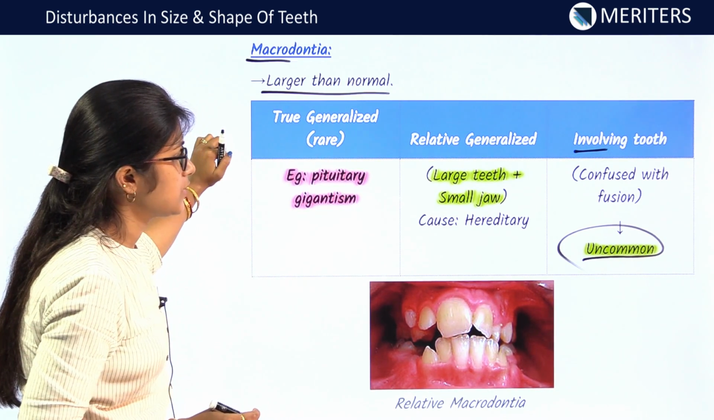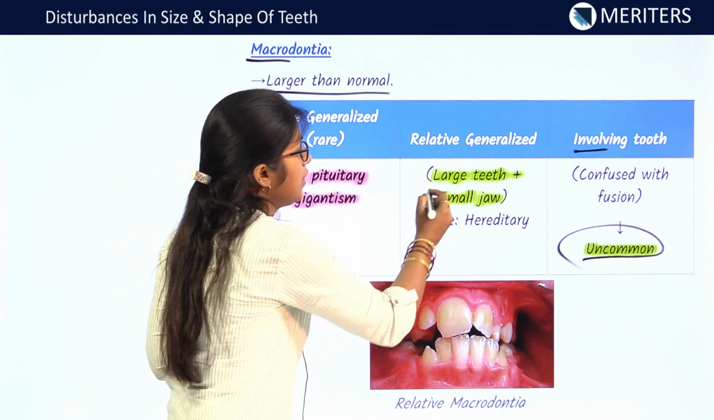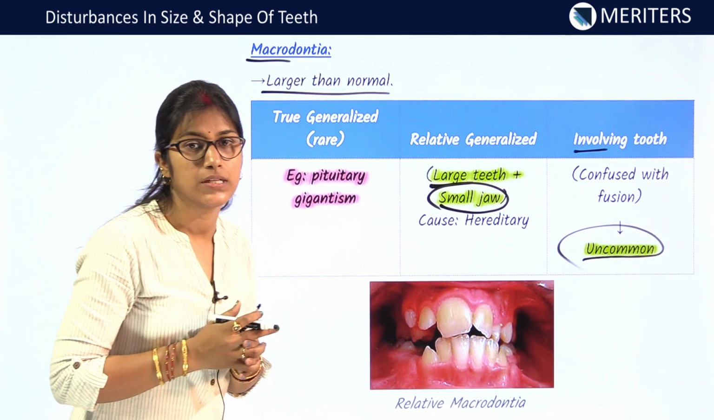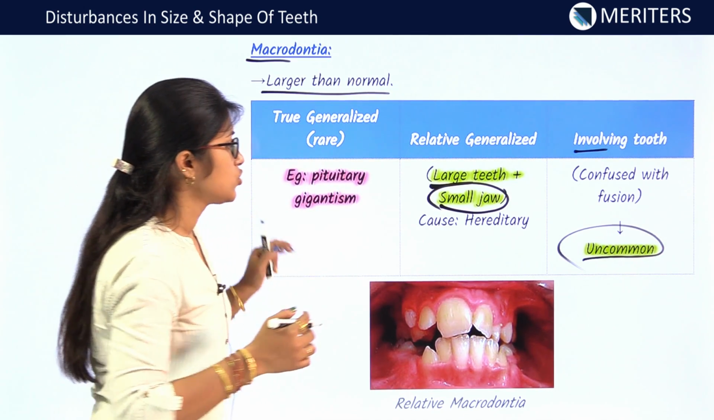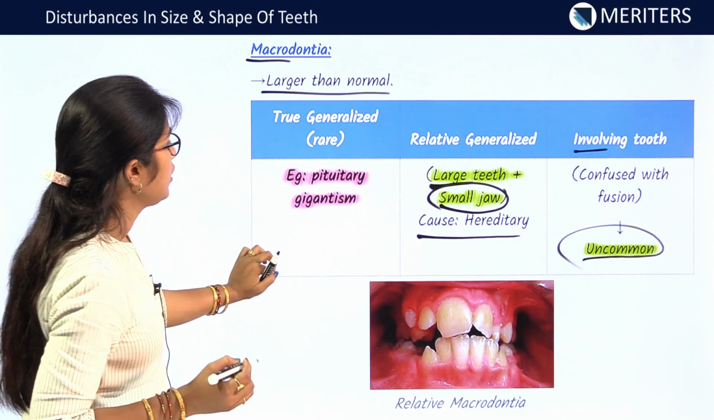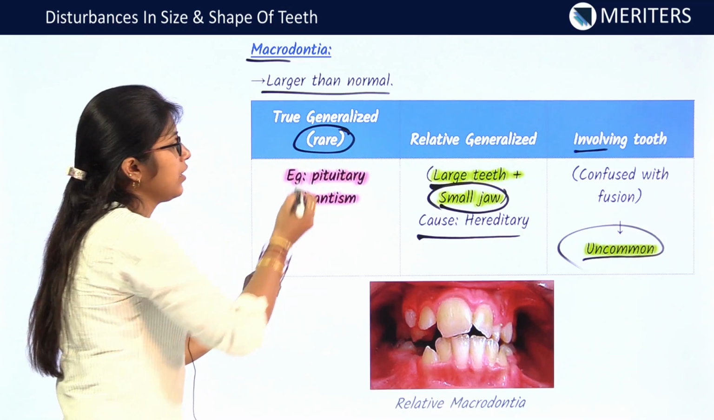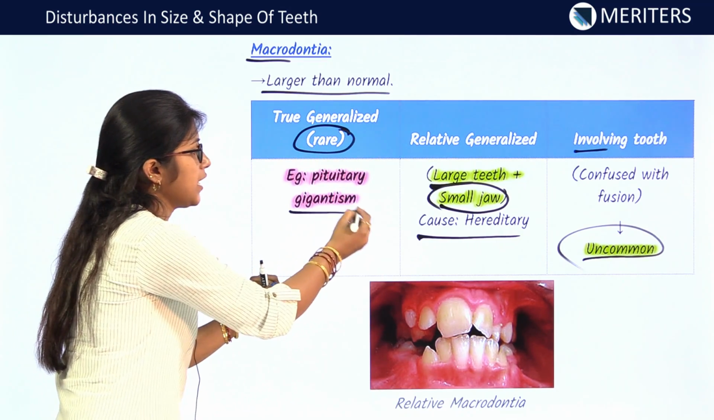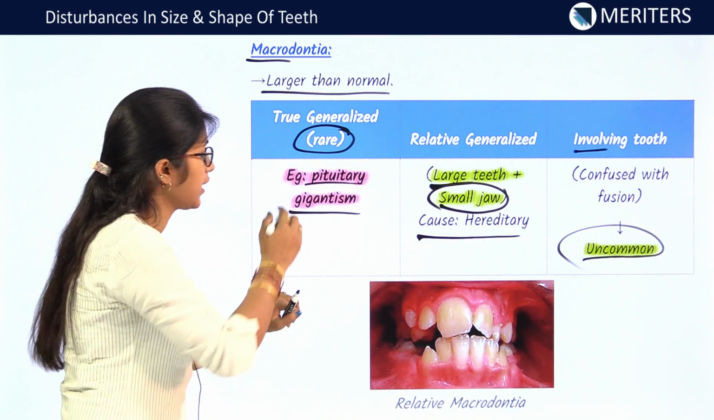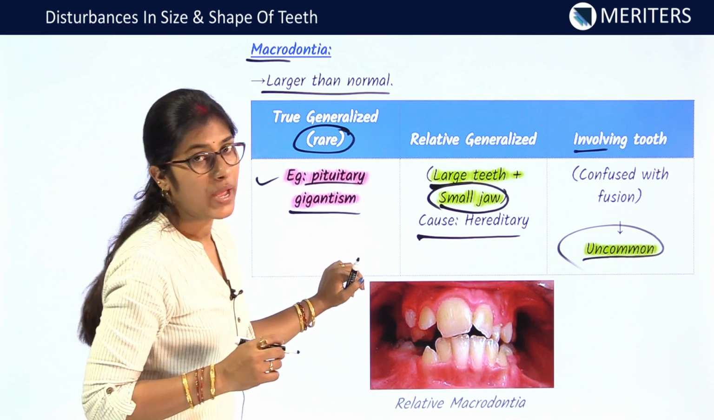Relative generalized is the opposite of relative generalized microdontia: the teeth are large and the jaw is relatively smaller in proportion to the teeth. The cause is hereditary. Now true generalized is rare, and the cause is pituitary gigantism. All teeth are large, and in pituitary gigantism you can see true generalized macrodontia.